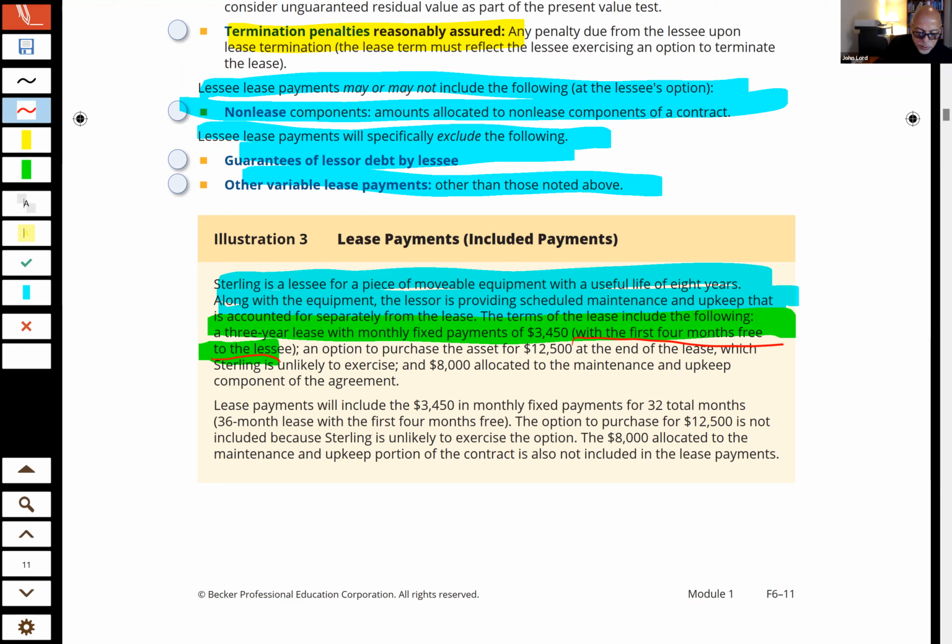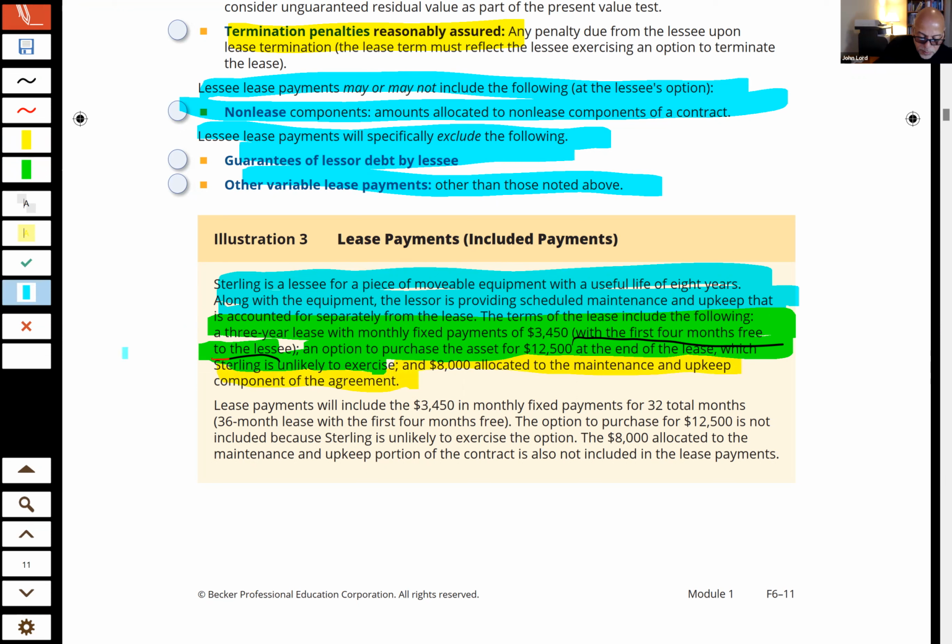I'm underlining that because we're going to see that's going to be an important trick on the question when they say some months are free. An option to purchase the asset for $12,500 at the end of the lease, which Sterling is unlikely to exercise, and then $8,000 allocated to maintenance and upkeep of the component of the agreement.